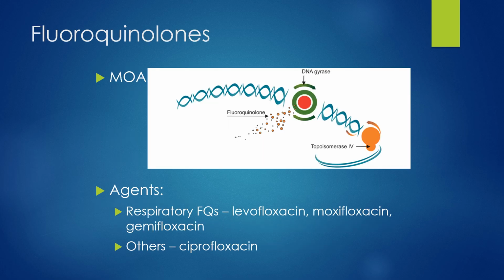The next class of antibiotics we'll talk about are fluoroquinolones. They inhibit bacterial DNA topoisomerase 4 and DNA gyrase to prevent DNA supercoiling and promote DNA breakage. This leads to cell death within the bacteria. There's agents that are separated into respiratory fluoroquinolones that have coverage for strep pneumo and non-respiratory fluoroquinolones such as ciprofloxacin.